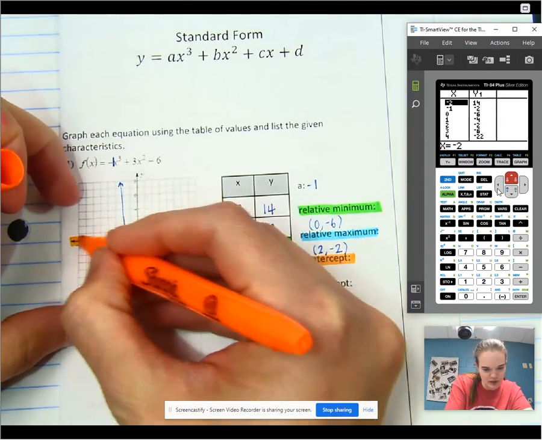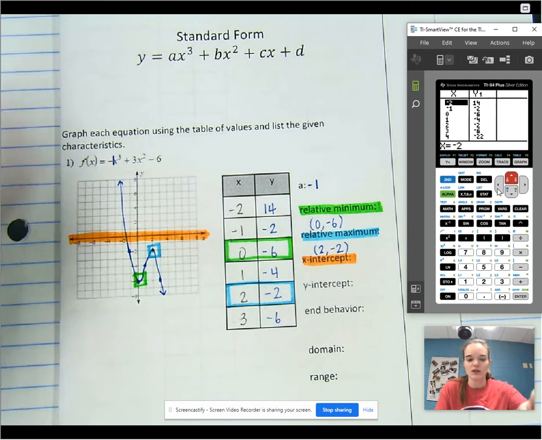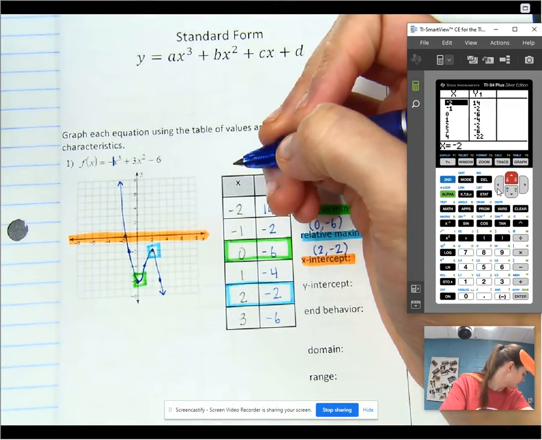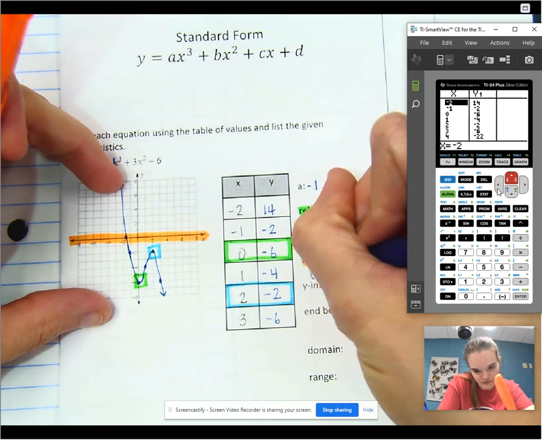The x-intercept is where it crosses the x-axis. In a cubic function, it will always have at least 1. It might have 1, it might have 2, it might have 3, okay? The x-intercept in this situation is right here. We're going to have to guess it. We don't know how to solve it. It looks to me like it's close to -1.5.